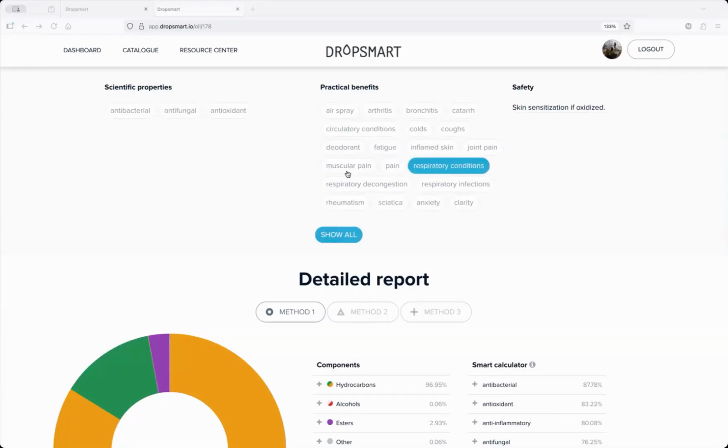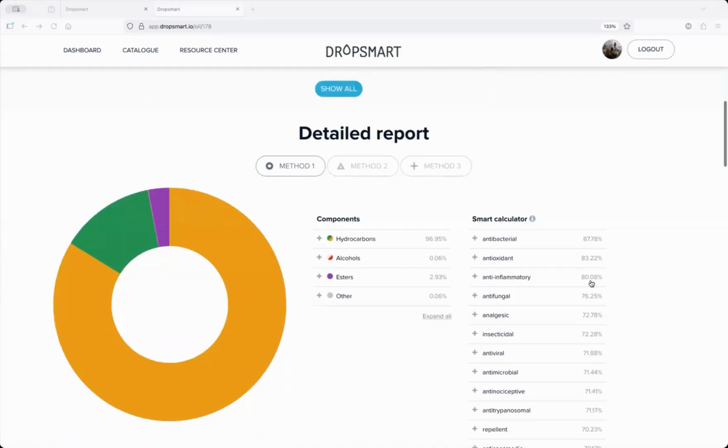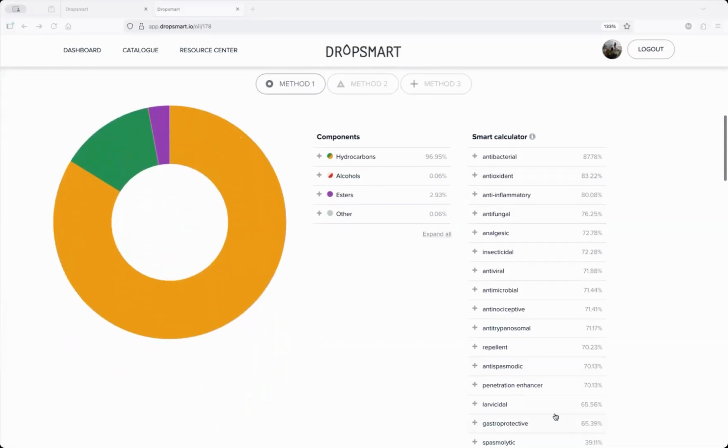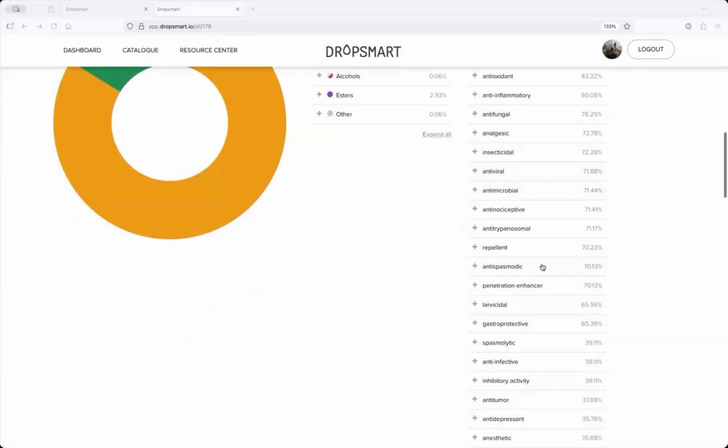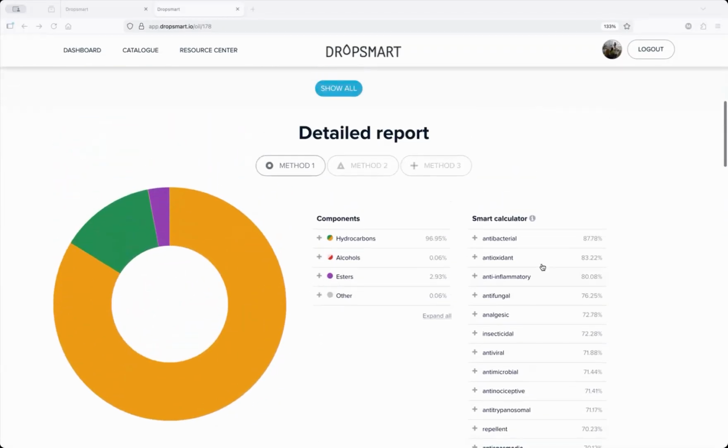I don't see acne here, and I think it would be great for acne when I look at all of these. So see, safety also, we were quite accurate, just skin sensitization if oxidized. So you can understand all of this just from the architecture. And from scientific properties, not many on this particular essential oil, but look how much more information we have from scientific references by looking at the essential oil architecture.